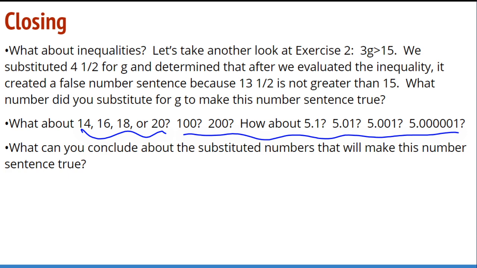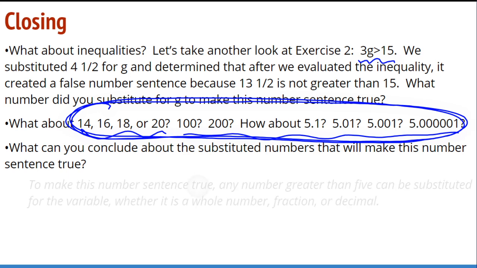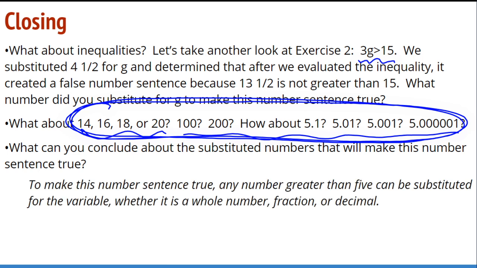And what we would find is that all of these numbers would make it true. I could stick in any one of these, and this statement would be true. 3 times that number would be greater than 15. So we could conclude that as long as we picked any number greater than 5 for the variable g, the number sentence would be true.